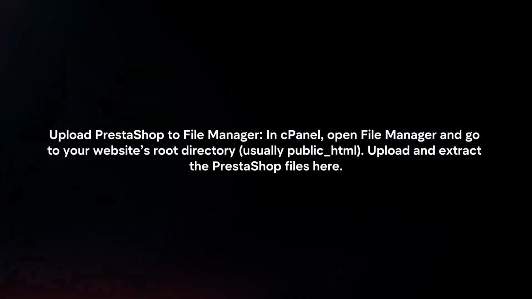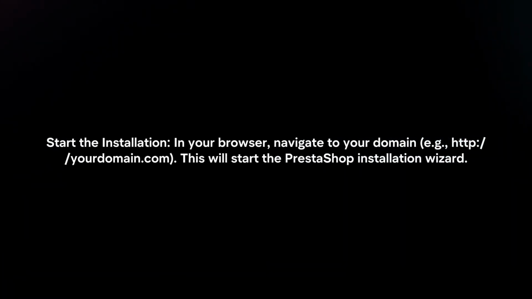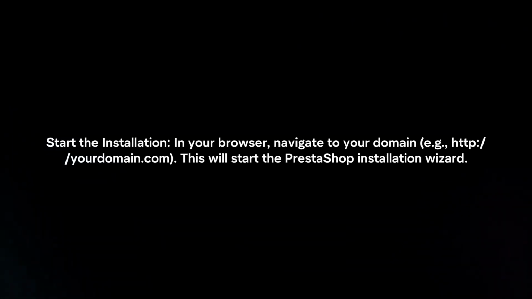In cPanel, open File Manager and go to your website's root directory. Upload and extract the Prestashop files here. Start the installation. In your browser, navigate to your domain. This will start the Prestashop installation wizard.